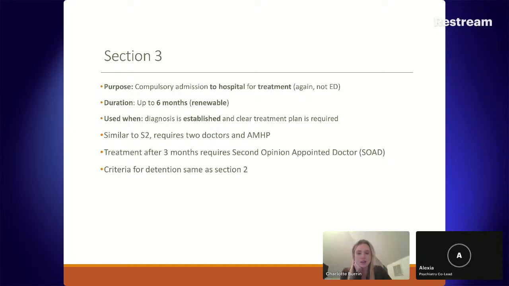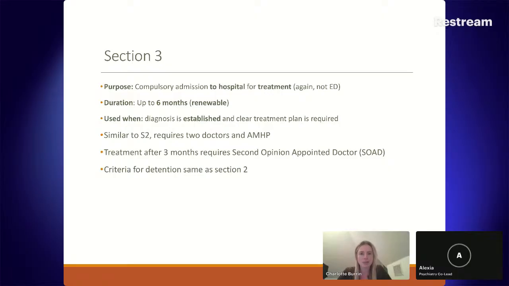The main differences are that it's not an assessment section, so this is more for treatment. So you should have an established diagnosis if you're going to detain somebody on Section 3. Section 3 lasts for up to 6 months, and this is renewable. And similarly to Section 2, it requires a mental health act assessment where you would have your 2 doctors and your AMP.